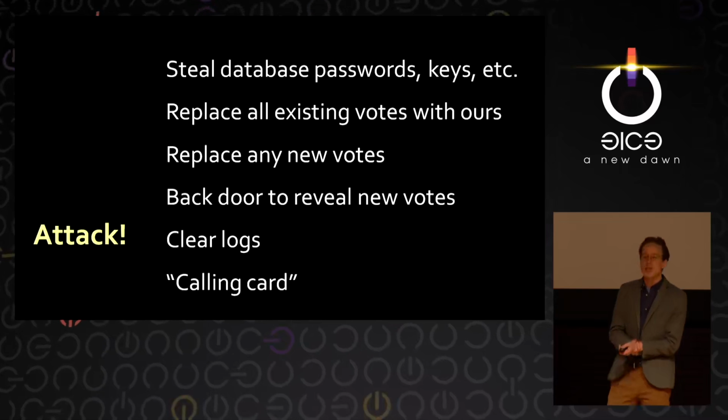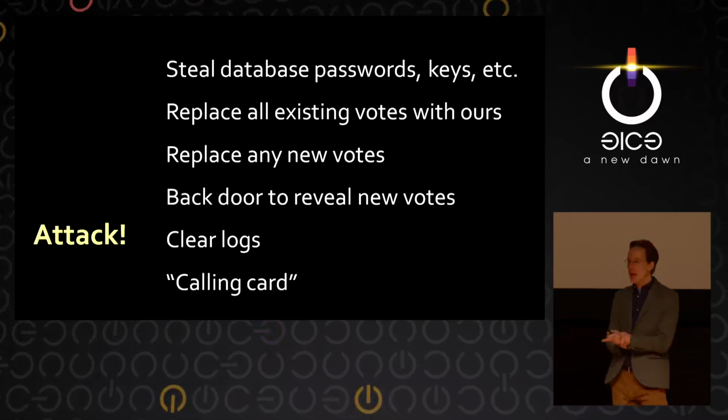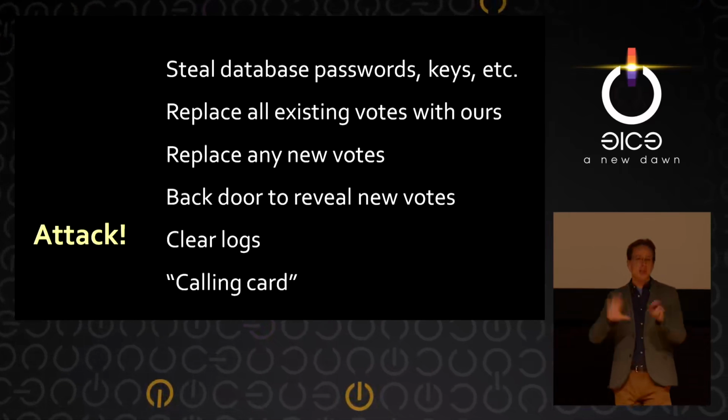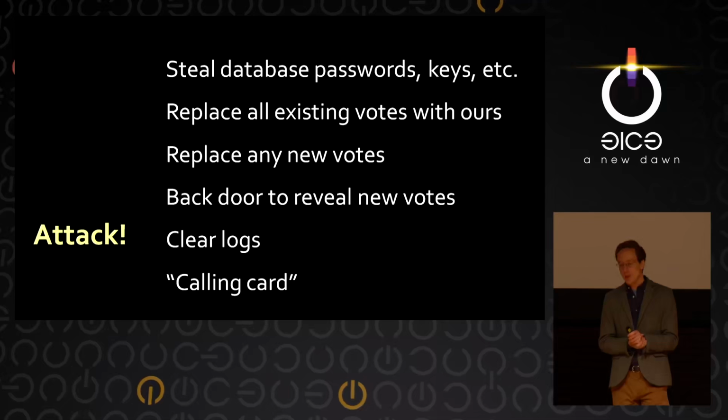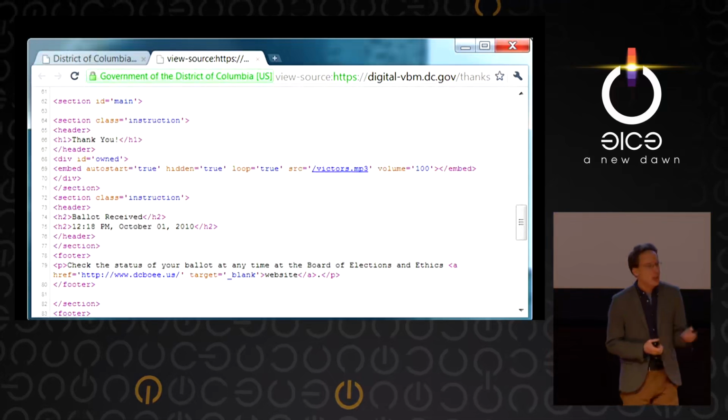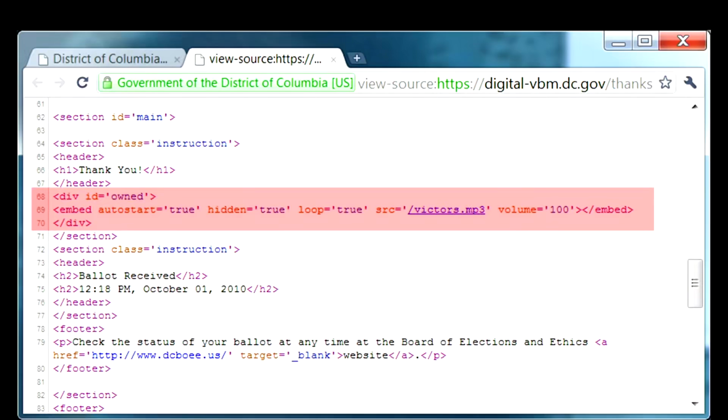So what we did was we changed the source code to that thank you page at the end, the thing that says, tell your friends you voted on Facebook and Twitter. And we added a few lines right here. This would, after a few second delay, cause the voter's computer to start playing the University of Michigan's football fight song, Hail to the Victors.